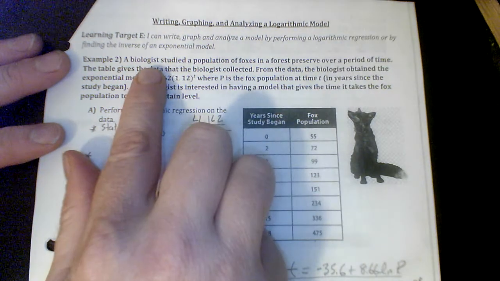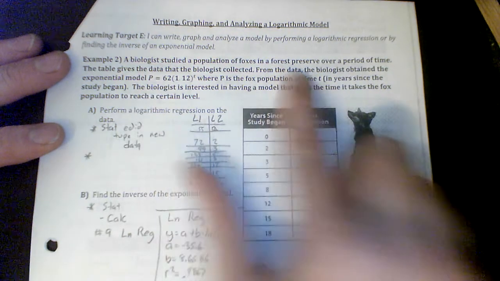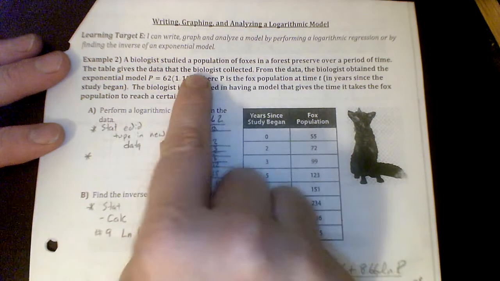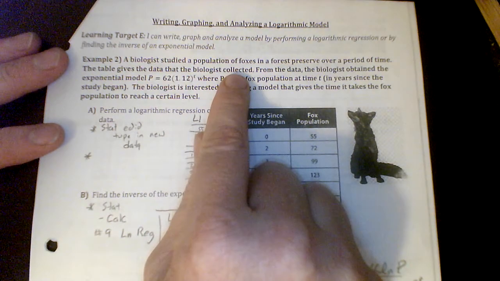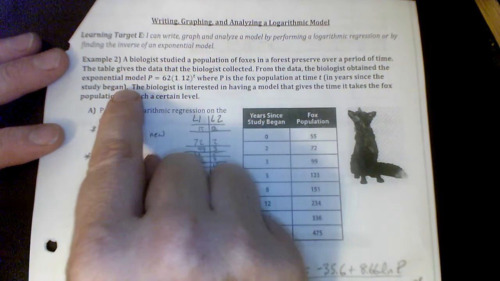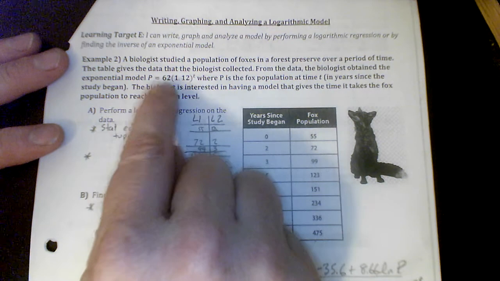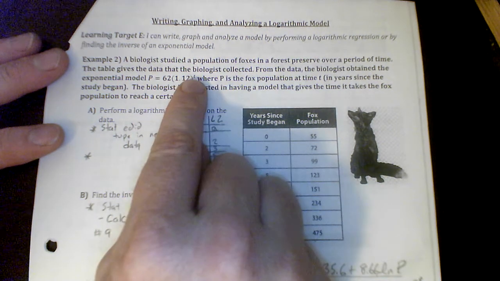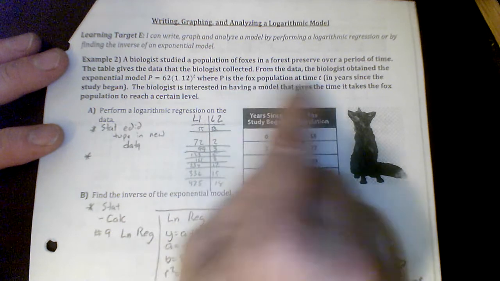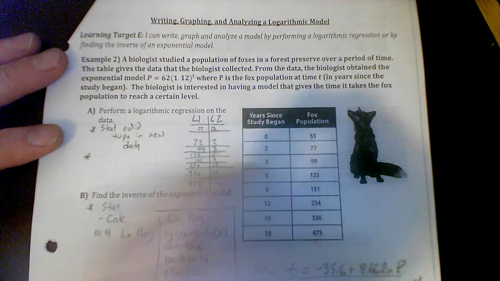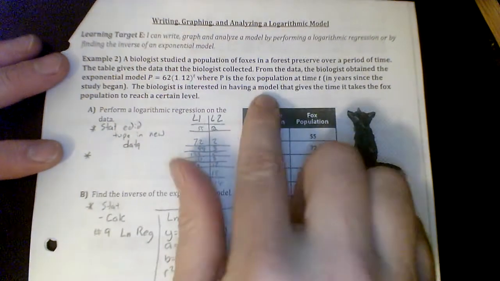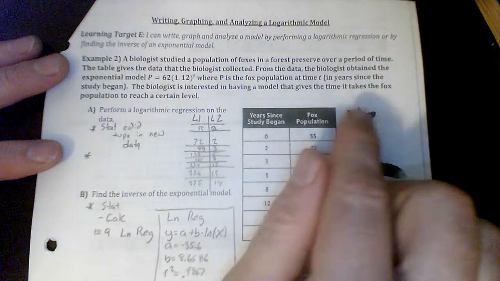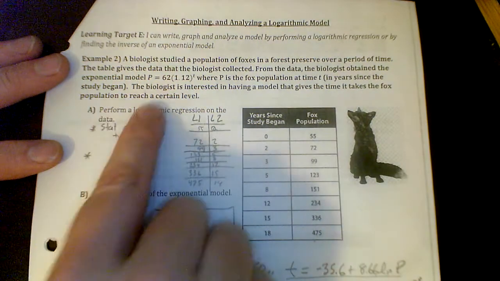So, a biologist studied a population of foxes in a forest over a period of time. The table gives the information the biologist collected. From the data, the biologist obtained the exponential model p equals 62 times 1.12 to the t power, where p is the population and t is the time in years. He wants a model that gives the time it takes for the fox population to reach a certain level.